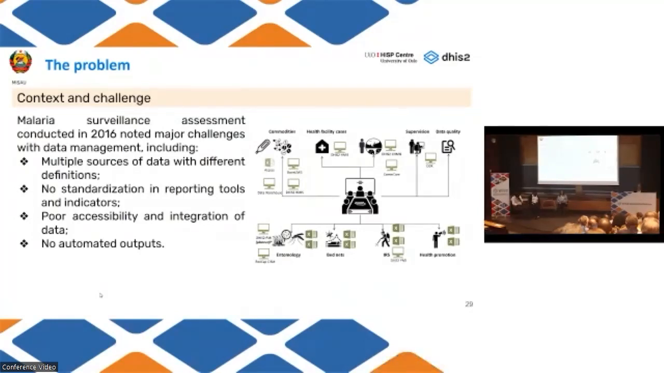data with different definitions. As you can see on my right, we have this picture with the Excel data coming from entomology, bed nets, IRS, and we also have commodities data. We have the EPI information coming through the HMIS, and we have supervision data, and data quality checks data. So because of these multiple different definitions, no standardization in terms of reporting tools and indicators, we noted that we have poor accessibility in terms of integration of all of this data. And also we have no automated output.